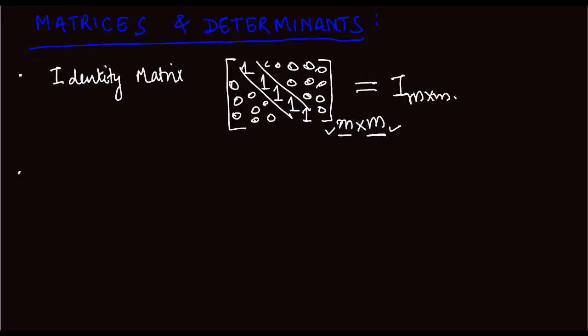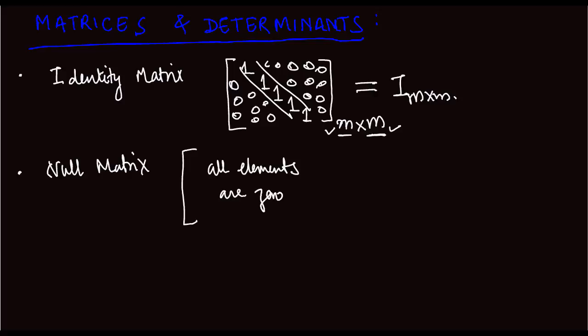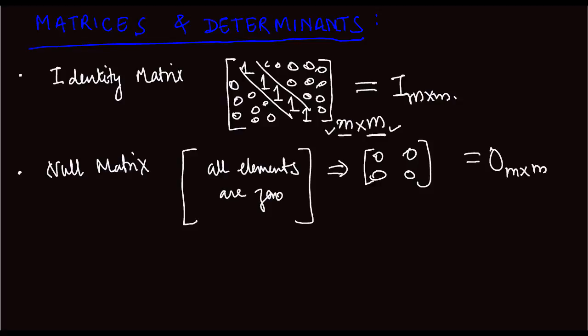Then we have the null matrix. A null matrix is a matrix in which all elements are 0, for example 0 0 0 0. This is also called O m cross m, where m cross m is the order of this matrix.